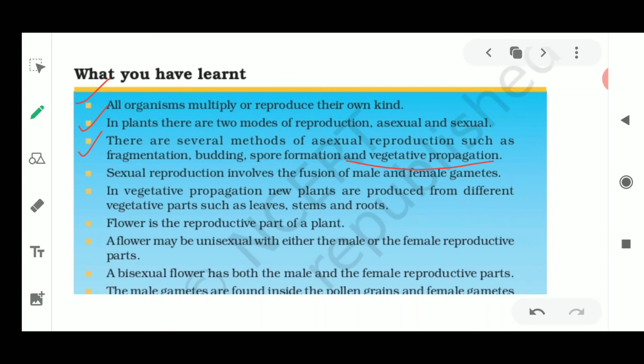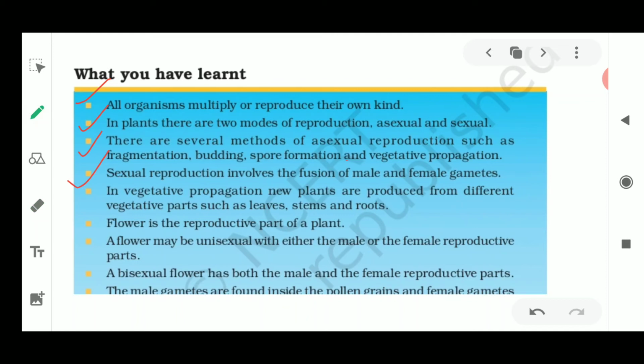Okay. Next thing is that sexual reproduction involves the fusion of male and female gametes. So sexual reproduction always involves the fusion of male and female gametes, meaning that from one part of a flower, that is the anther, the pollen grain develops the male gamete, and the ovary where the ovule is present, that ovule is known as the female gamete. So they are going to give rise to a new structure once they are fused. The fusion is known as fertilization, and as a result of fertilization, the zygote is developed inside the ovary of the flower.